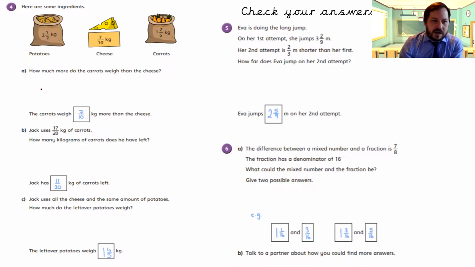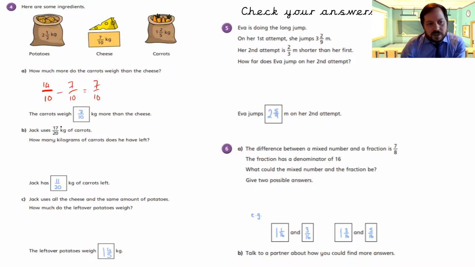So we take the carrots and we take away the cheese. And we see what that equals. Well, the first thing we have to do is times this by 2 to get it in tenths. So we times the top by 2. We don't have enough, so we break the 1 and add 10 to our numerator, because that's what the denominator is. Then we can do 14 minus 7, which is 7/10.